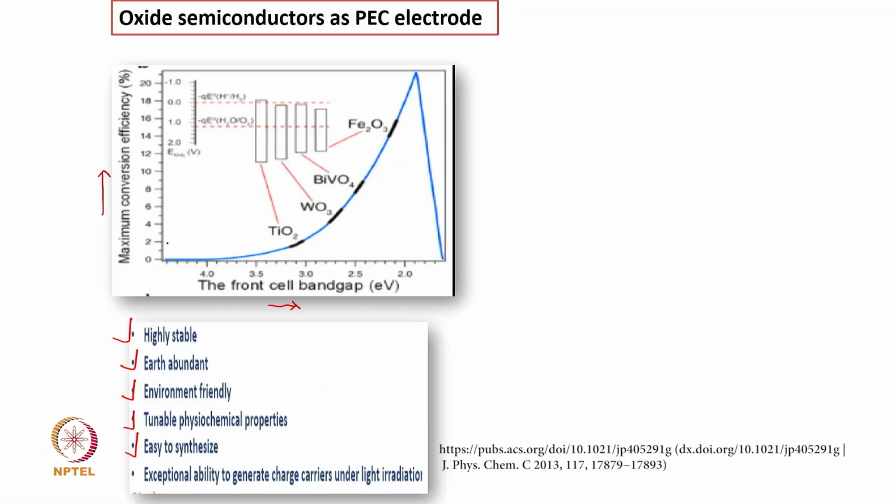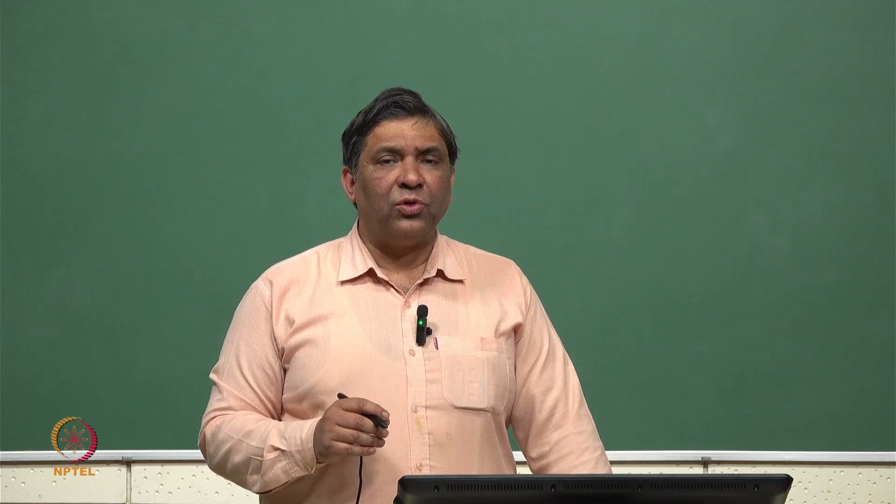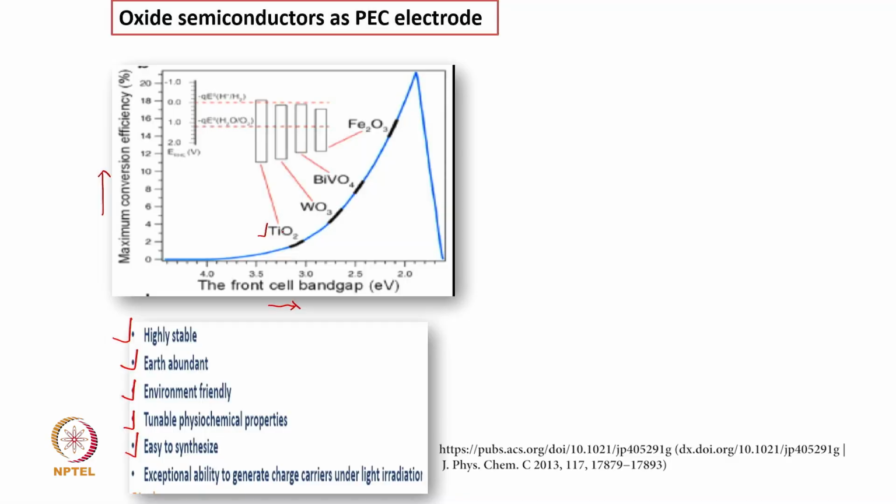This is the scale of conversion efficiency, up to 20, and this is band gap. These are the higher band gap materials, going toward smaller band gap materials. If we look at TiO2, this is the first material used for PEC water splitting, and we wrote the equation when we used TiO2 as a photoelectrode material in our previous class. This is the position of the CBM and this is the position of the VBM, and these are the lines: this is HER and this is OER.